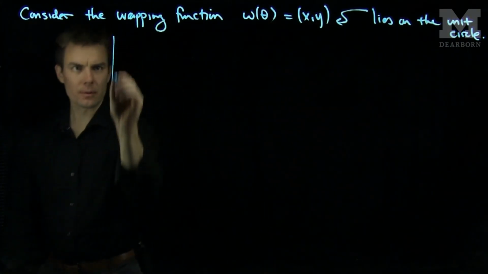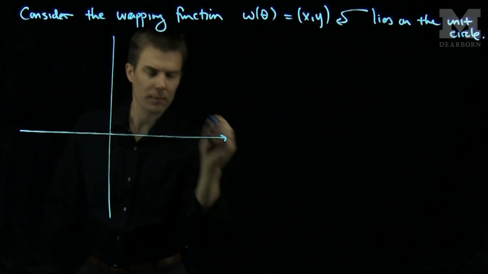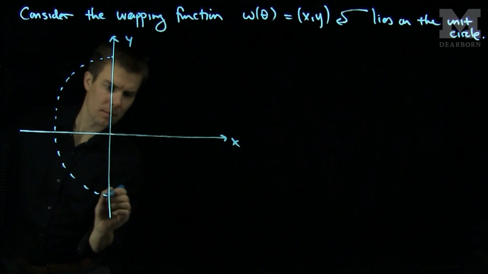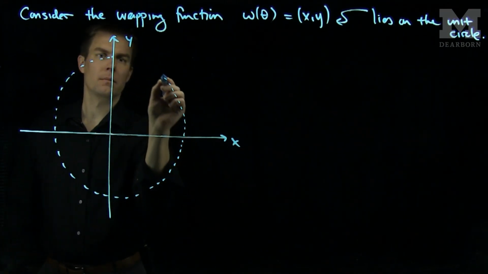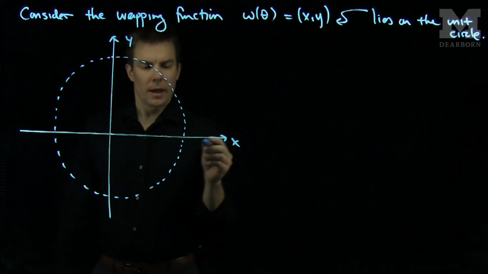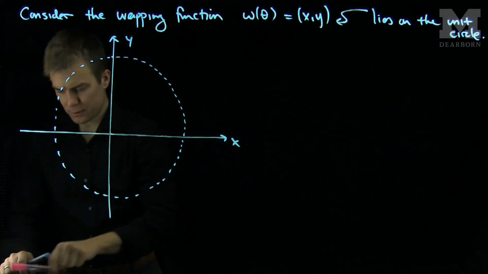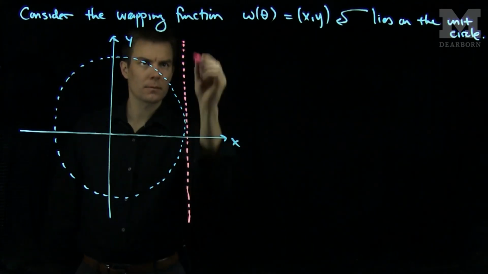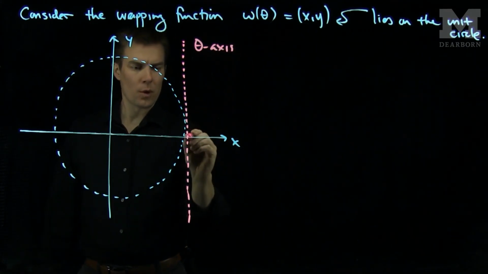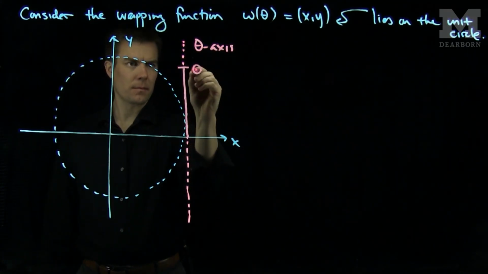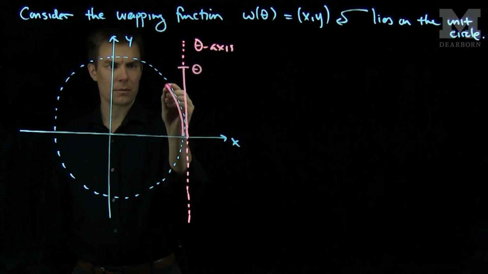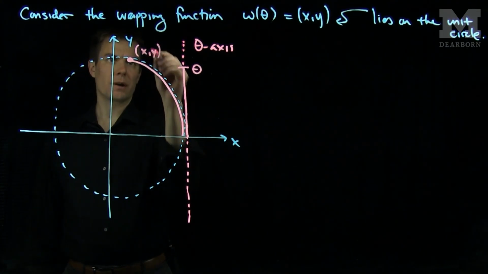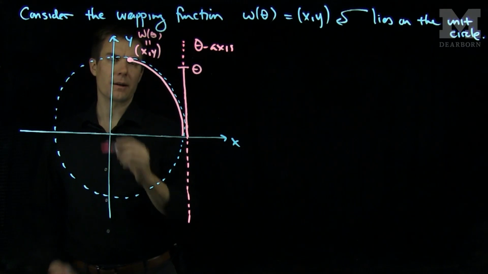So we will plot our unit circle, x and y. And we'll draw our theta axis. We will take the interval 0 to theta and wrap it around the unit circle to a point x, y. So this point x, y over here is exactly just the wrapping function at theta.